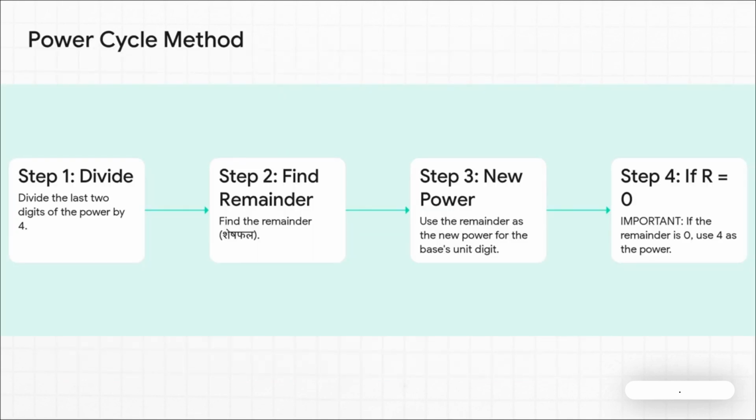The steps are super simple. First, don't take the whole power, just take its last 2 digits and divide by 4. Second, find the remainder, or shesh phal. Third, this remainder becomes your new power. And here's the most important point, number 4. If the remainder is 0, you don't use 0 as the power, you have to use 4. Please always remember this special case.